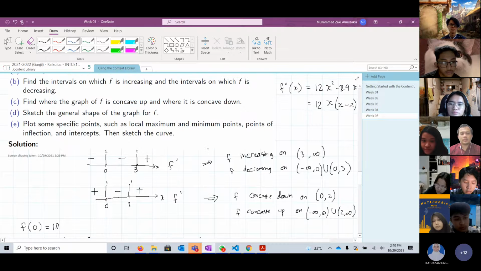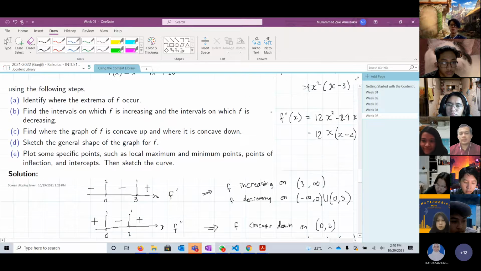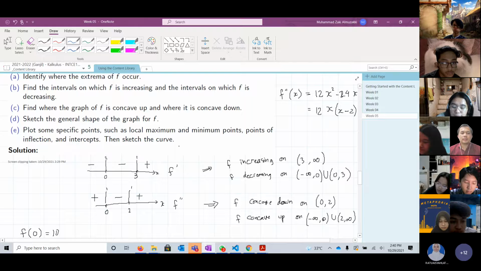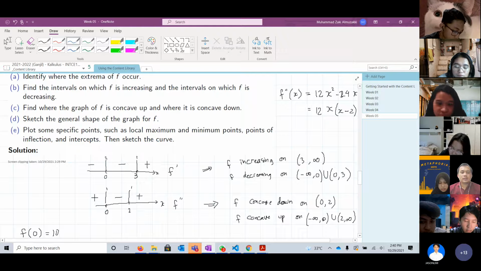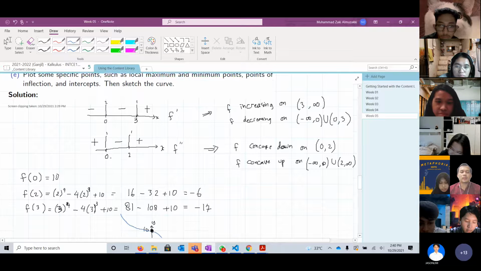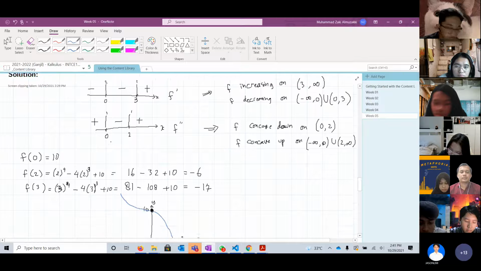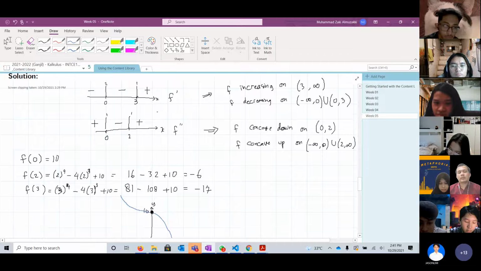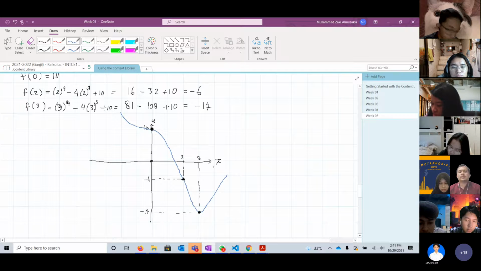This is how to sketch a curve. First we find the first derivative and the second derivative. From the first derivative we get the extreme points. Then we can determine whether the function is decreasing or increasing. And from the second derivative, we can find the concavity. So from this information, we can roughly sketch the function. Any question?